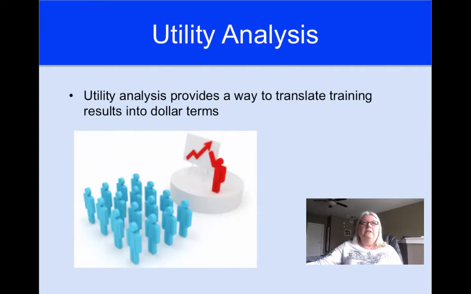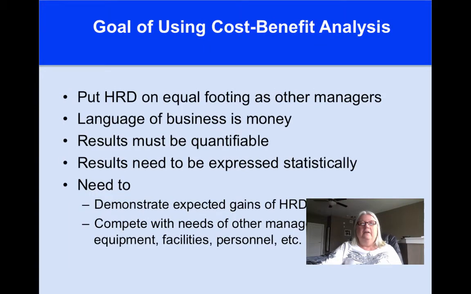We could also do a utility analysis. And this is where we translate training results into dollar terms. So we compute a minimum annual benefit needed to break even. We're going to use break-even analysis that yields the minimum benefit before it starts being a positive return. And this probably isn't something that most HRD people do, but it's an interesting thing just to know about.